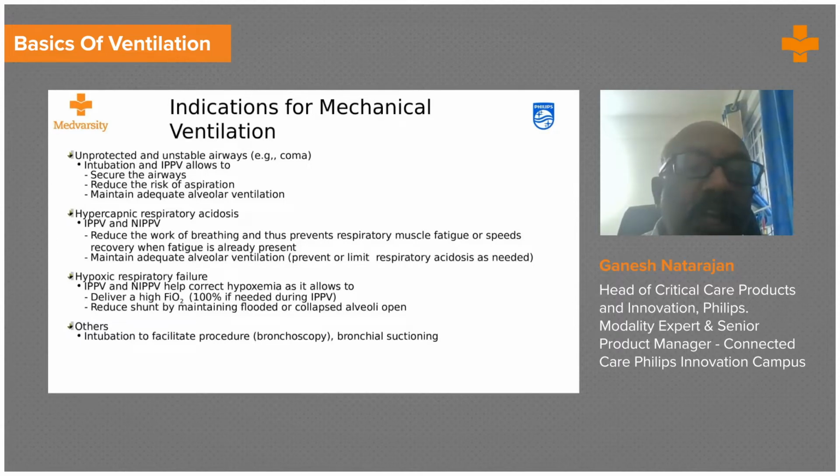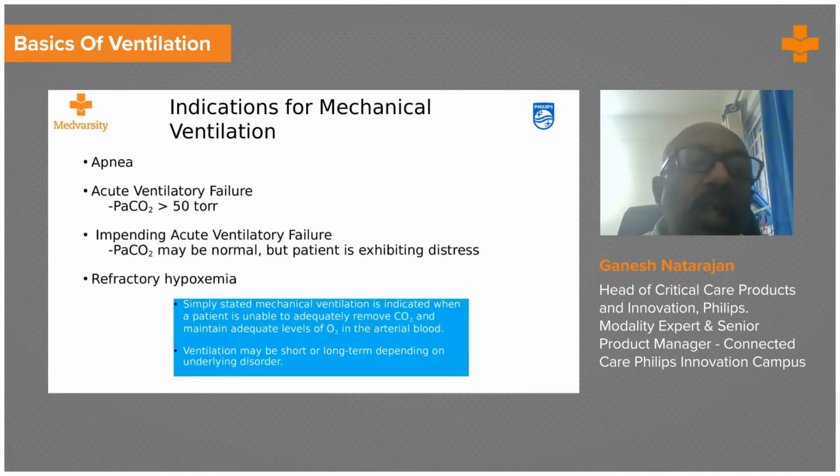Hypoxemic respiratory failure is also another indication of mechanical ventilation. A few others are apnea, acute ventilatory failure when the PaCO2 is above 50, or an impending acute ventilatory failure. The PaCO2 may be normal in some cases, but if the patient is exhibiting distress, then mechanical ventilation is recommended for such patients. Simply put, mechanical ventilation is indicated whenever a patient is unable to adequately remove CO2 and maintain adequate levels of O2 in the arterial blood.